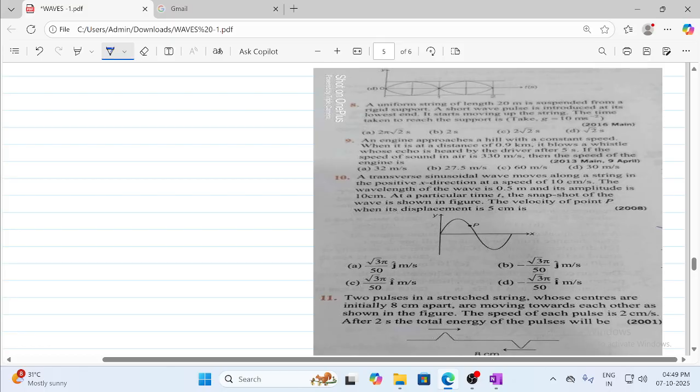Okay. A uniform string of length 20 meter, a pulse starts moving. The time taken to reach the support. How much will be the time taken? Distance, that is 20 meter, divided by speed. Speed will be how much? Oh, that is a point. Now that is a point. You can take a particular mass m, and then t will get cancelled somewhere. It will be something like that. Now this is a good question. That's why it is asked in 2016.